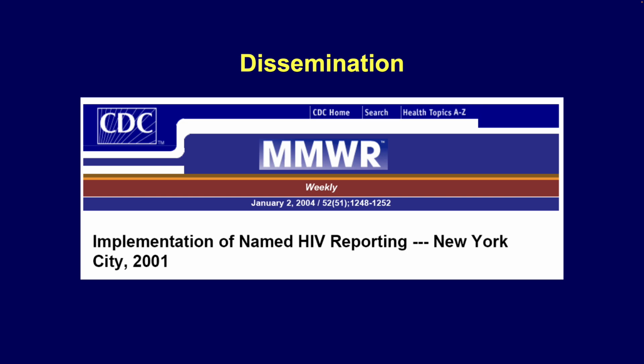So the New York City Department of Health does a lot to disseminate HIV surveillance information. In fact, you've already seen some of the dissemination materials that come out of the surveillance system. One of them was part of your readings this week, which is the MMWR that formally described the implementation of named HIV reporting in New York City.